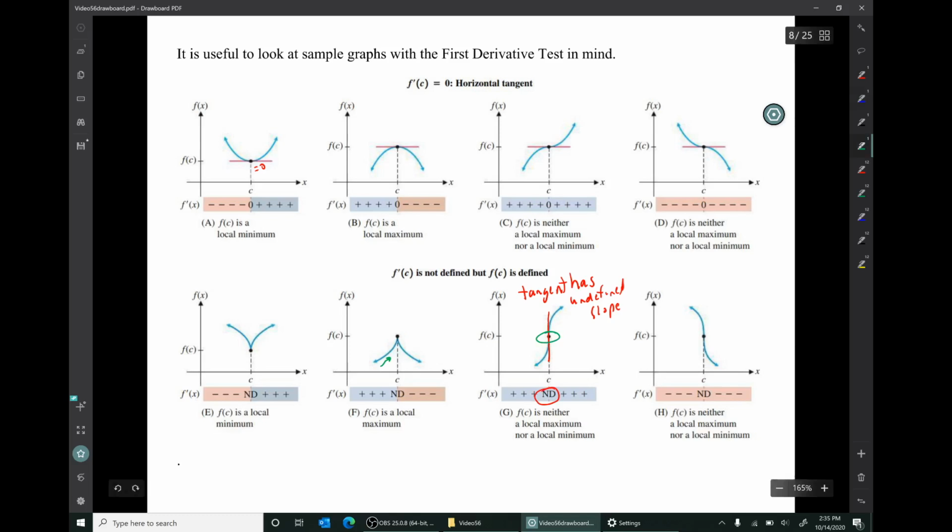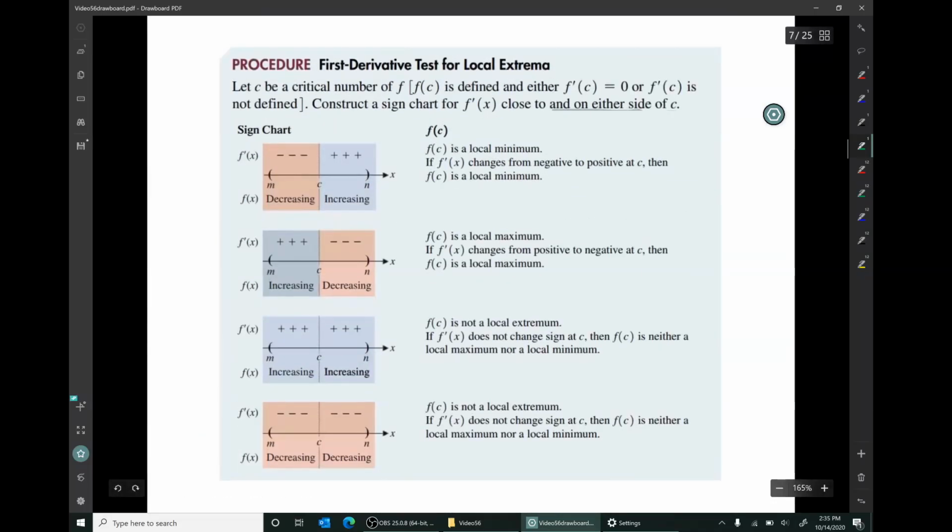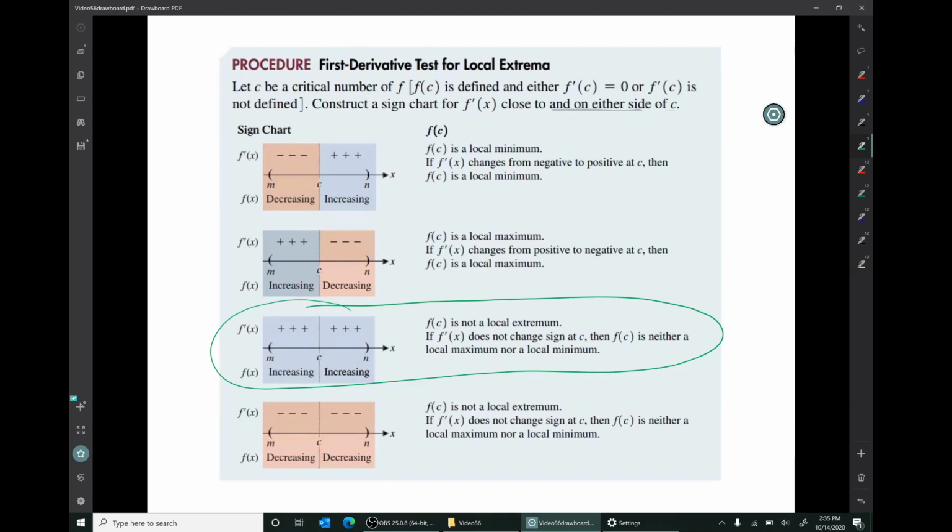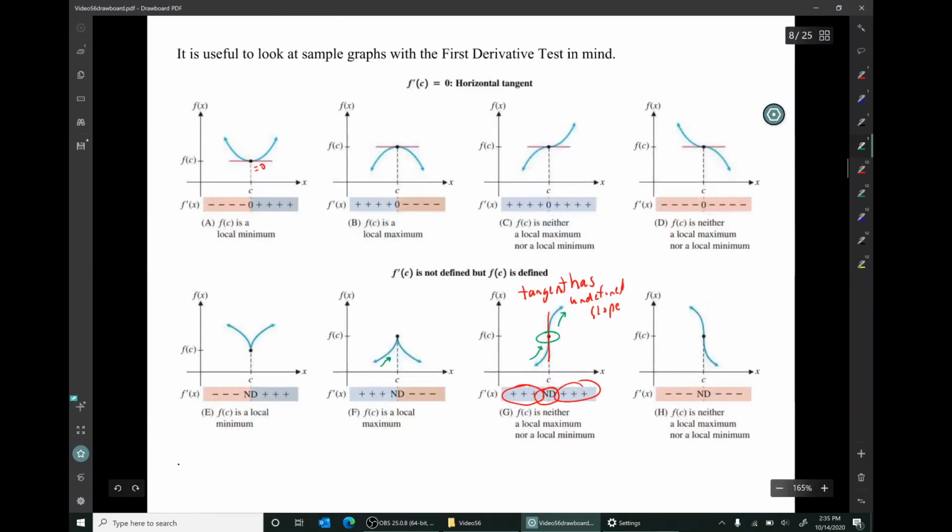Now notice that to the left of x equals c, the derivative is positive. That corresponds to the fact that the function is increasing. And to the right of x equals c, the derivative is positive again, corresponding to the fact the function is increasing. And you can see that that's one of these signatures where the first derivative test tells us there's neither a local max nor a local min. Sure enough, there's neither a local max nor a local min.